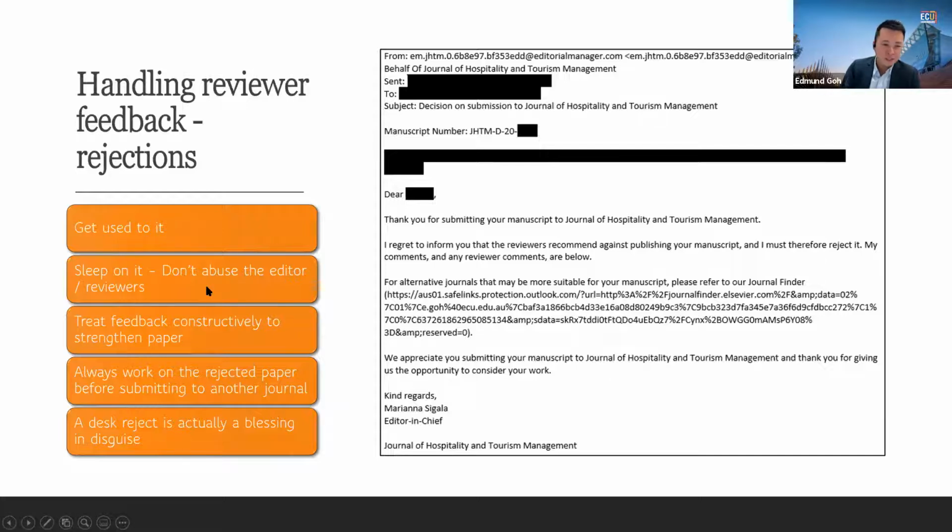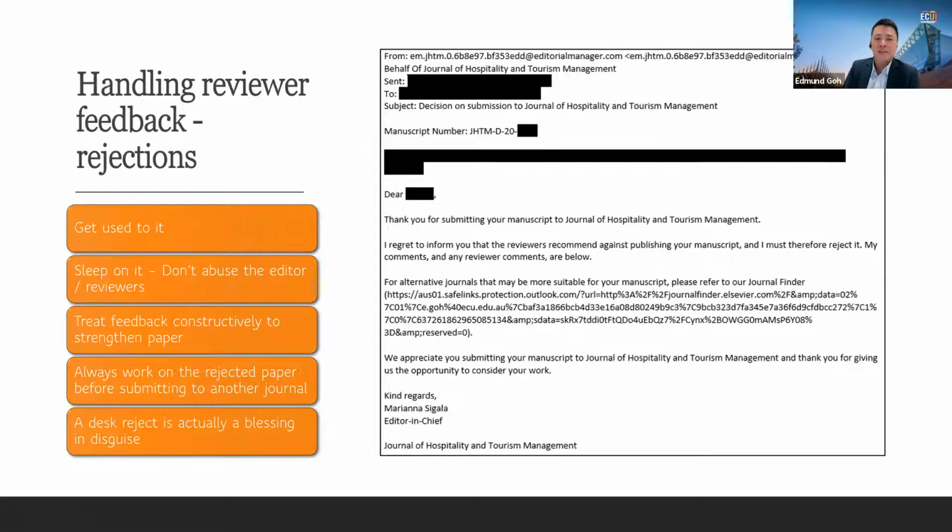Never ever abuse the editors and the reviewers. Yep. Do not burn your bridges. You should treat all the feedback constructively to strengthen the paper. So whatever feedback you get, there'll be review comments at the bottom of this email here. All right, work on it, strengthen the paper. Yep. And then you can resubmit to another journal. Okay. An important tip is always work on the rejected paper before resubmitting to another journal.